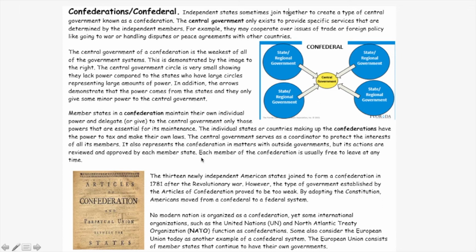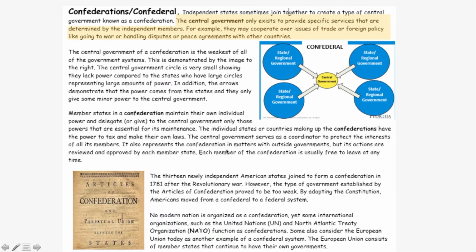The 13 newly independent American states joined to form a confederation in 1781 after the Revolutionary War. However, the type of government established by the Articles of Confederation proved to be too weak. By adopting the Constitution, Americans moved from a confederal to a federal system. So our Constitution changed it from what we used to have under this little document called the Articles of Confederation to what we have now, which is the Constitution. And now we have a federal system.